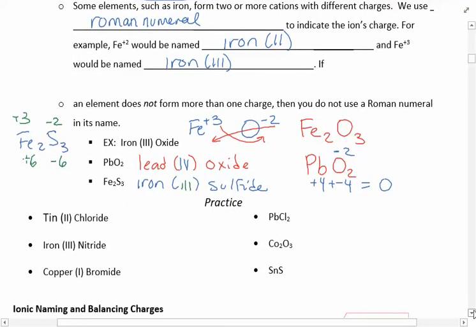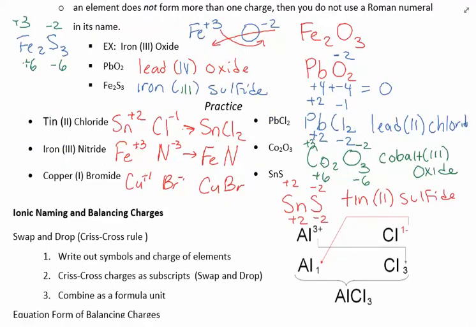I would pause the video, try naming these substances, and then unpause it to see the results. So here we have the results of the substances. Common things to point out here: with the iron(III) nitride, both iron and nitride have 3 charges. So if you swap and drop the charges, you would end up with Fe3N3. If you can simplify, just like in math, you're going to. So it ends up being FeN.